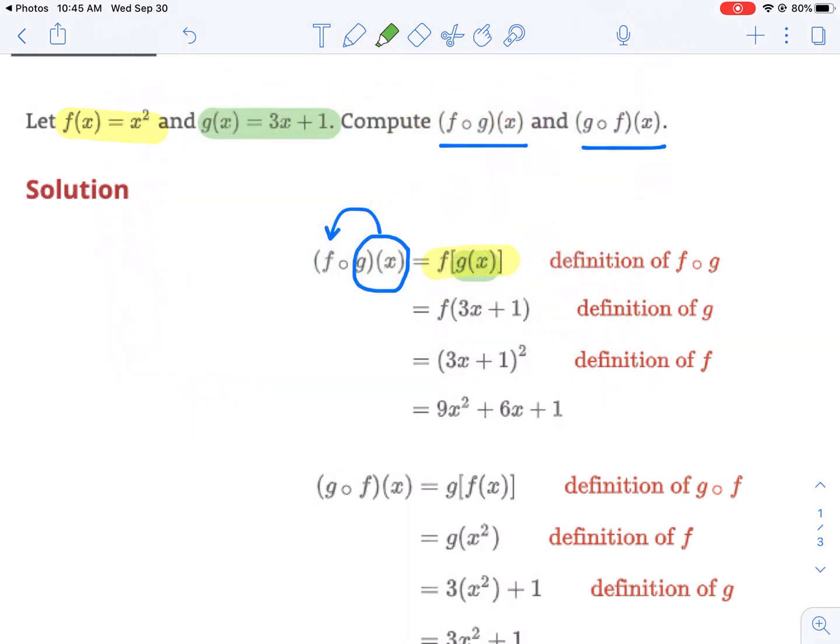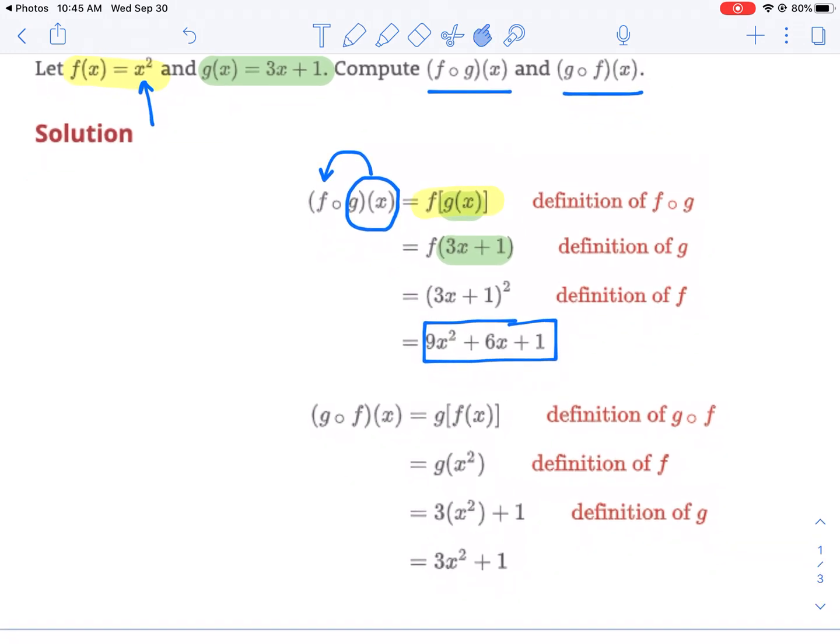So here is my g function in the parentheses. I'm putting it into the f. That means wherever I see an x now, I have 3x plus 1. Well, in the yellow function, the x is squared, so let's make sure we square it. We do our foiling. This is the answer if you did f of g of x.